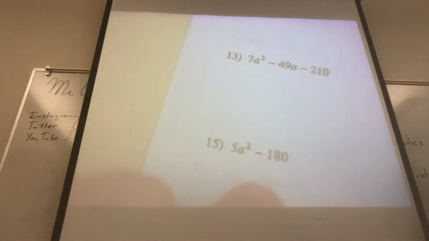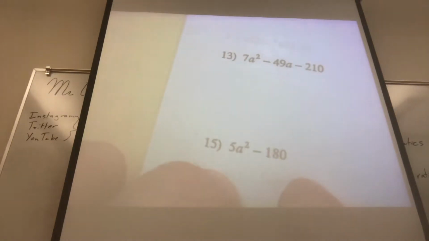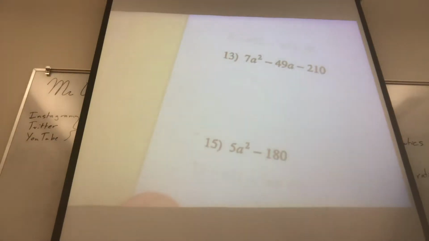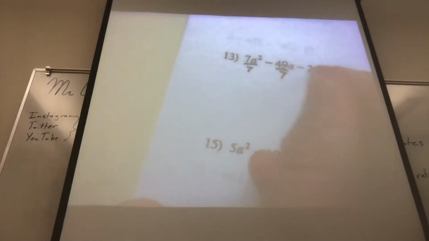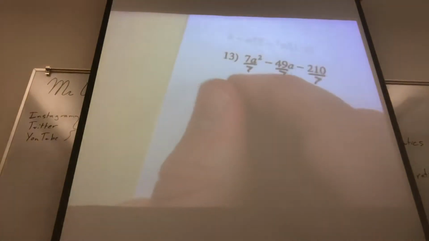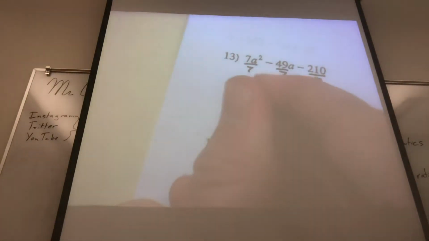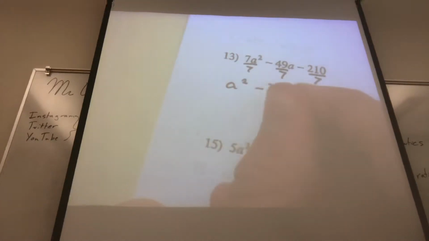Skipping down a ways, we get to number 13, which is 7a squared minus 49a minus 210. Now, this one has a GCF, a greatest common factor. It's divisible all the way across by one number, and that number is 7. So I'm going to divide out that 7. I get a squared minus 7a minus 30.